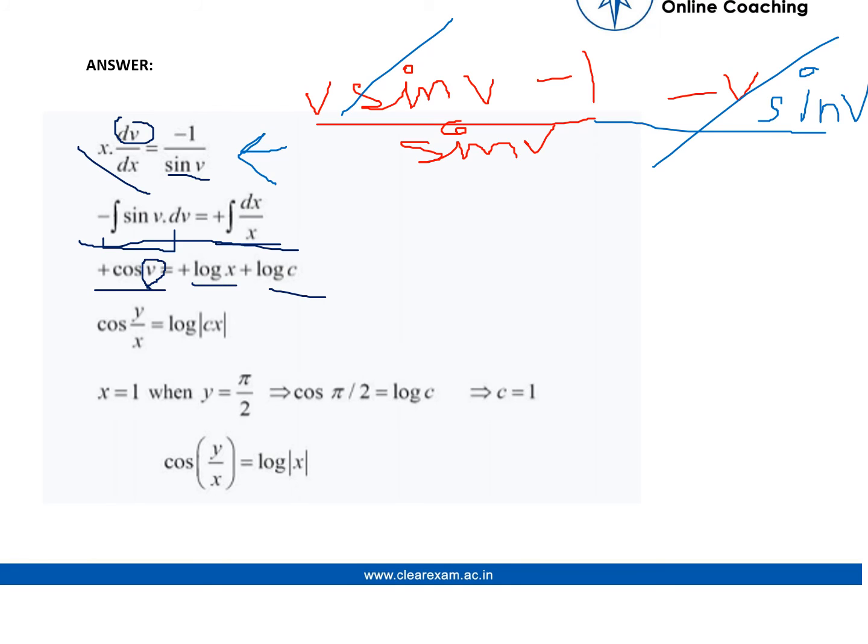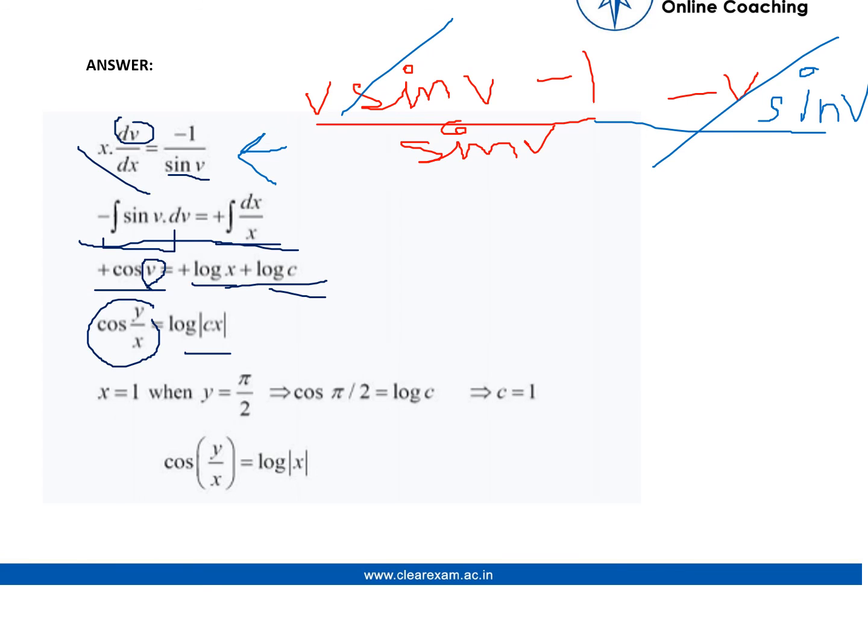Now we'll be replacing v. We took y = vx, right? So v = y/x. We just replaced our v back, and by the property of log, log x plus log c, we get log x into c.